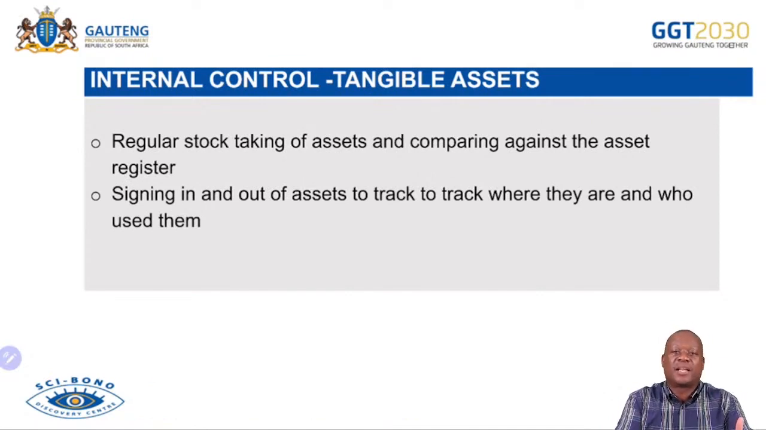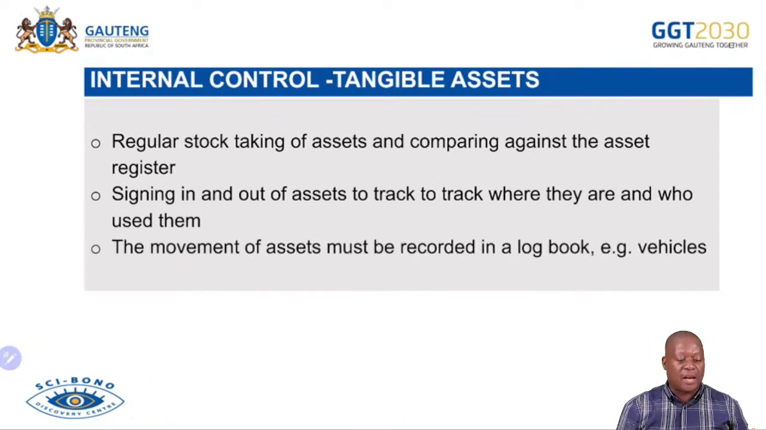Vehicles, if someone can just get the key from the holder and drive out without signing for it, so all our movable assets, it is very important for us to have a system where someone signs for these and we can be in a position to tell who is having what asset, where, and when it is coming back. Movement of assets must be recorded in a logbook, e.g.